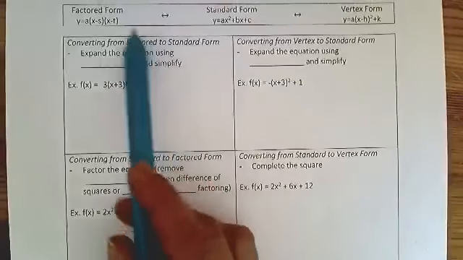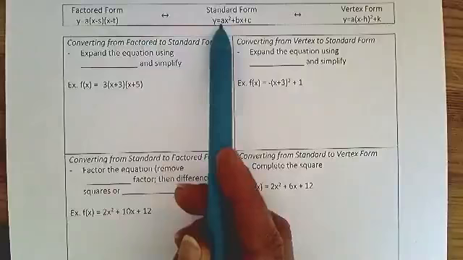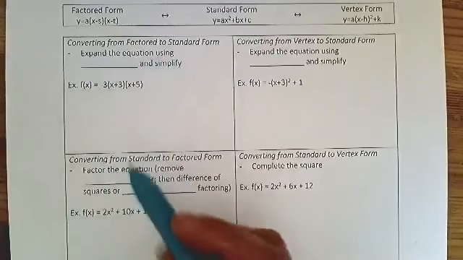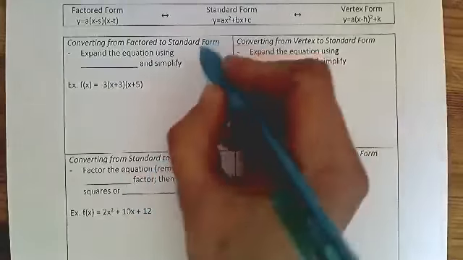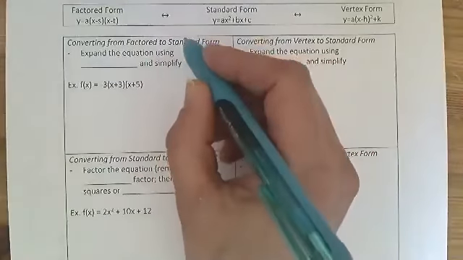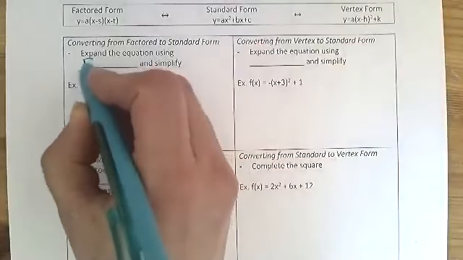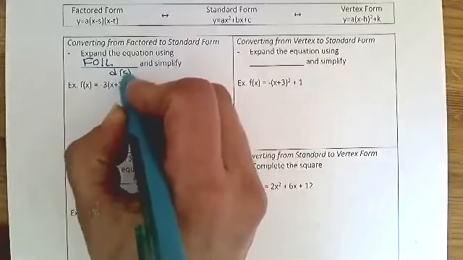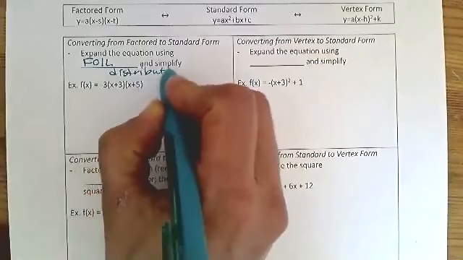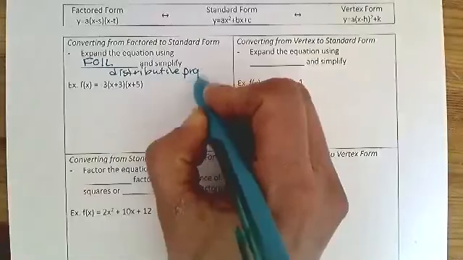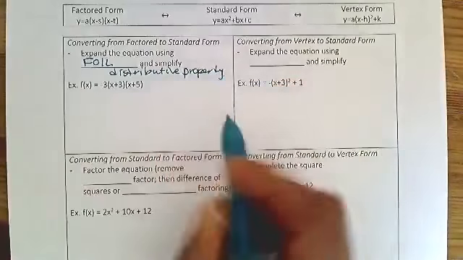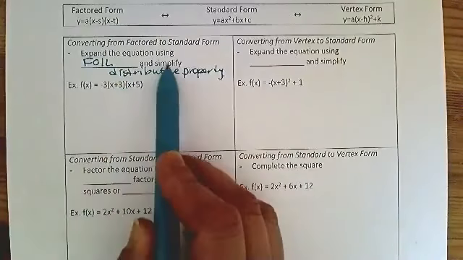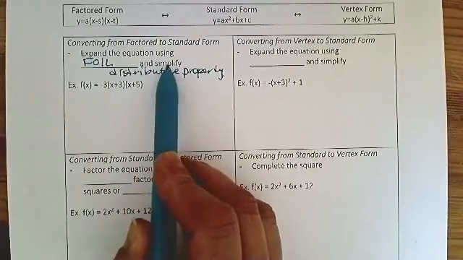So remember, factored form here has brackets and standard form does not. So expand the equation using FOIL, or you might just use the words distributive property, if you're familiar with that. And then we're going to simplify. So first we're going to remove the brackets, and remember, simplify means we're going to collect our like terms.